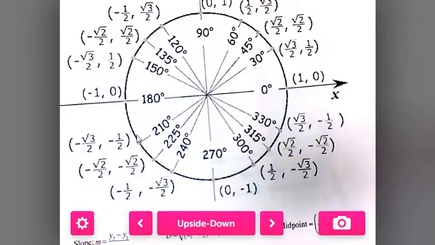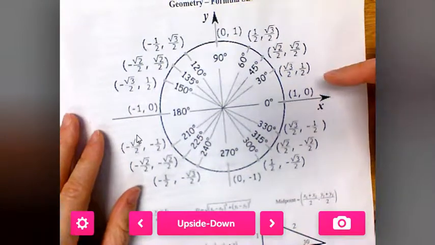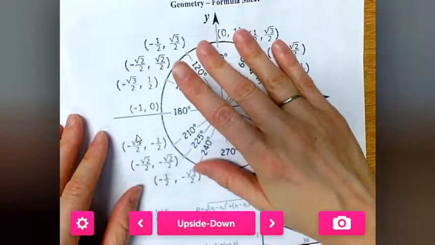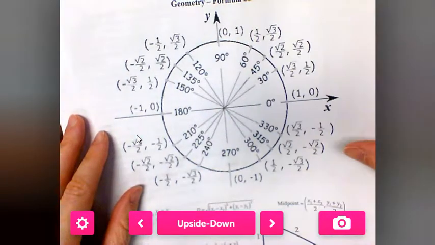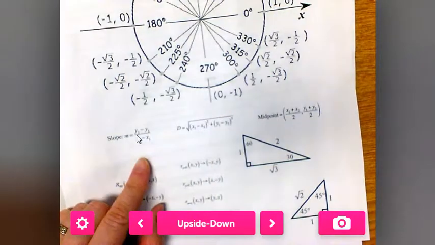Right, so this is what your formula sheet looks like, guys. It's got the unit circle on here. Notice that it doesn't have the negatives, so you kind of have to think about those if you need them, because you need to not write on it. Okay. It's got the slope and the distance formula and the midpoint.